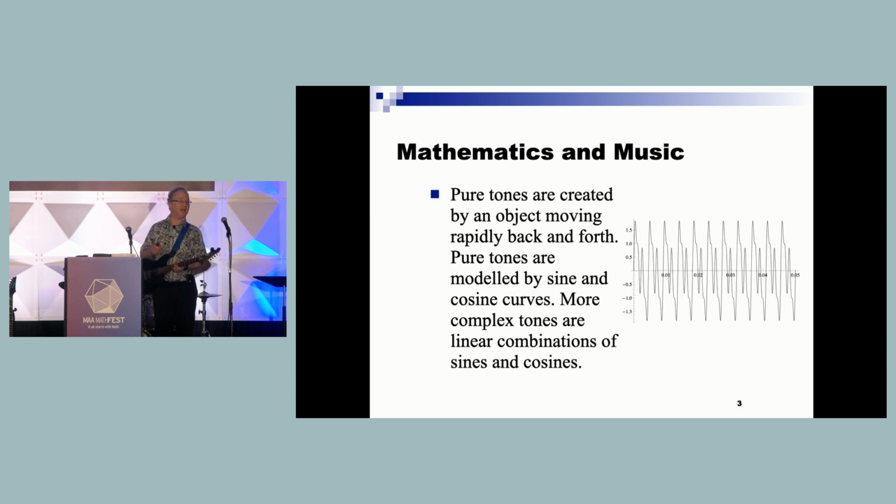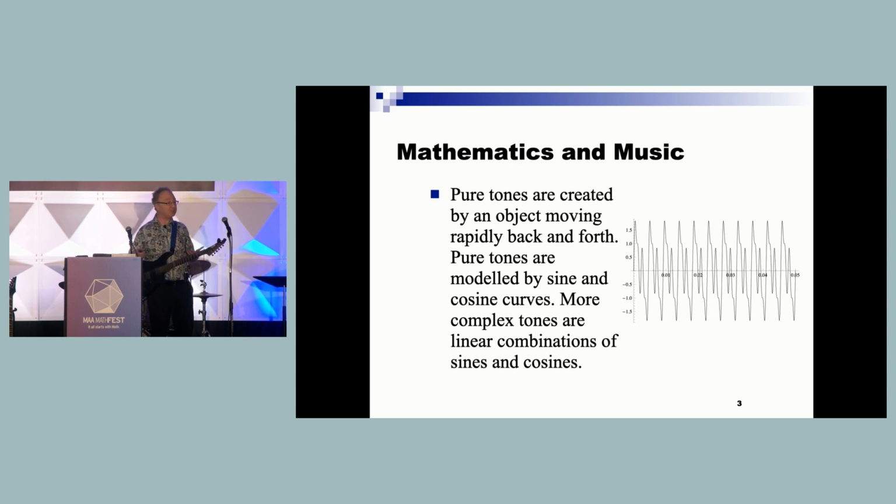Okay, so just to tell you a little bit about the mathematics behind music, pure tones are created by an object moving rapidly back and forth in a medium. So it's usually air, but it could be underwater as well. Pure tones are modeled by sine and cosine curves. This is the story that we should be telling students back in high school about why trigonometry is important. It's important for geometry and a number of other things, but everyone can appreciate music, and your ears and your minds are inherently built to hear sine and cosine curves.